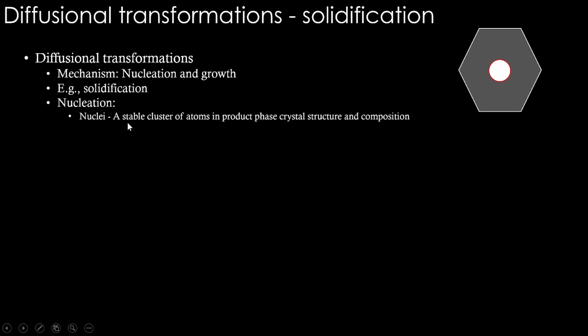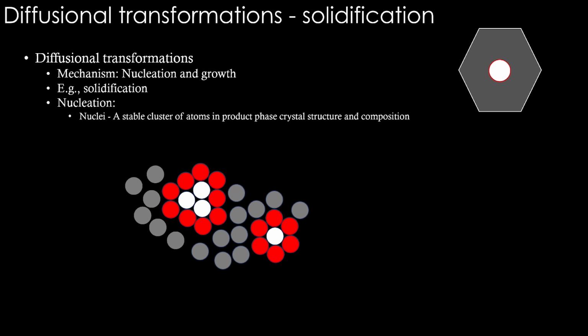Okay. The reason why we say stable is, if at all it is smaller than a critical size, it will dissolve into the liquid again. Actually, like this, if you see, these grey atoms are the liquid atoms, and this is a cluster with the product crystal structure and composition. The atoms that are white are the product phase atoms, and these red atoms are also product phase atoms, but they are at the interface. Okay, so they represent this red line.